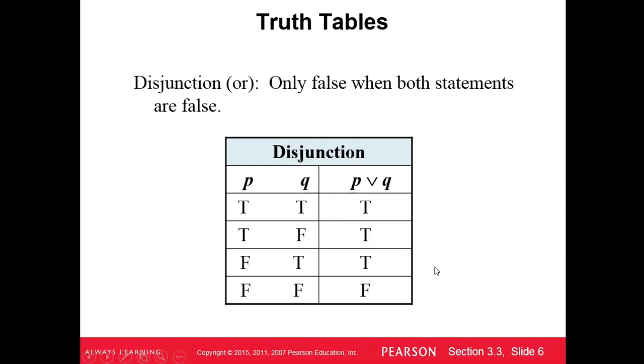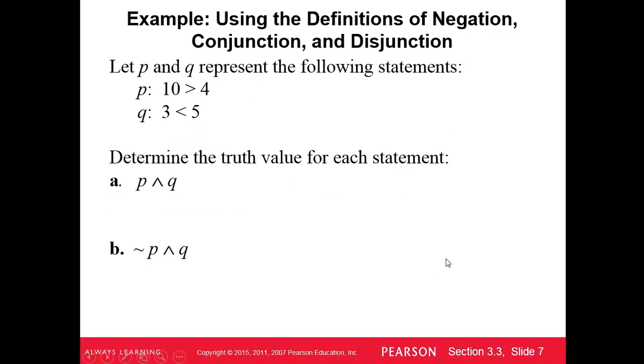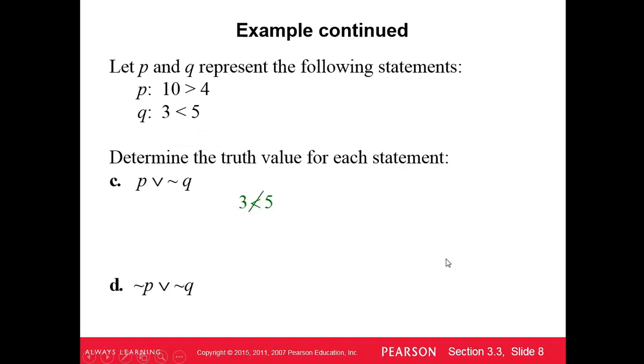A disjunction is less restrictive. As long as one of them is true, the final truth value is true. So if you're comparing two columns where you're looking at P or Q and they're both true, you get true. If you're comparing P or Q and one of them is true, you still get a true. The only time this is false is when they're both false. You can read through these.